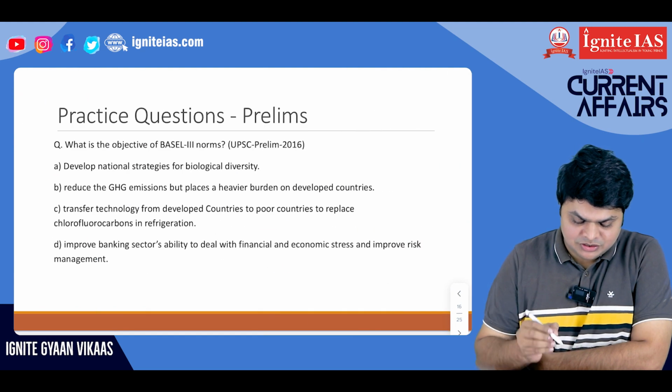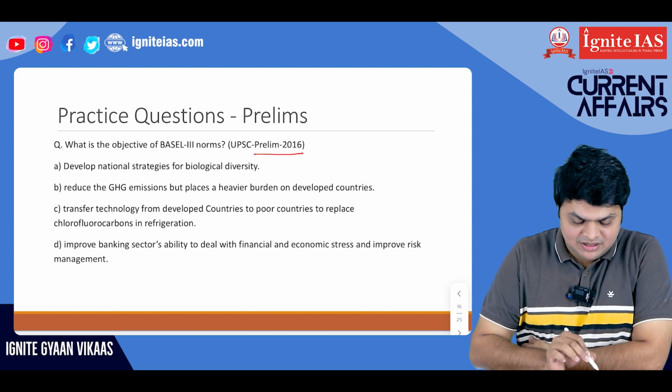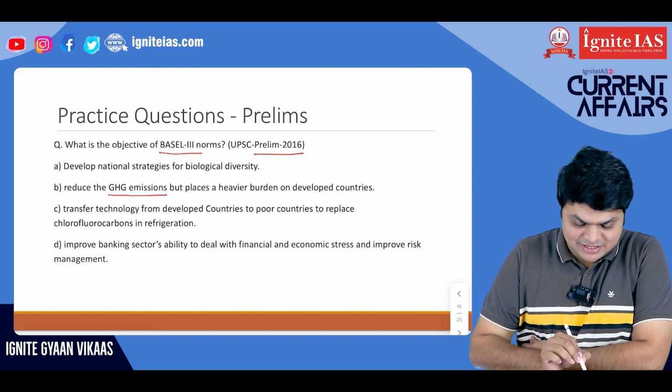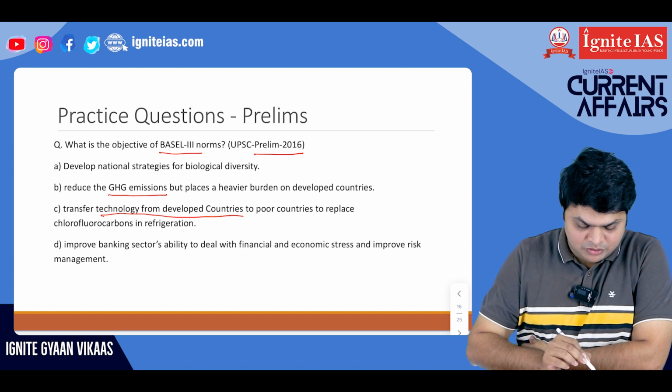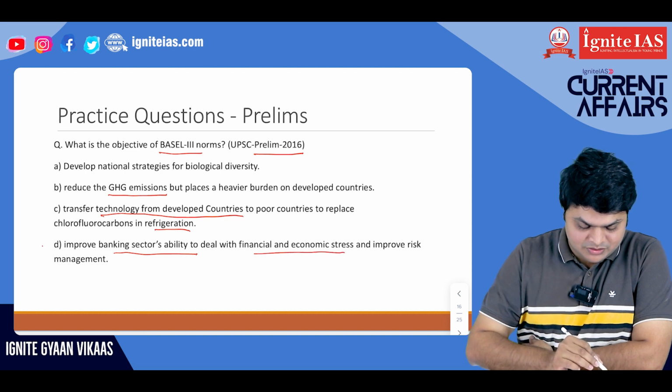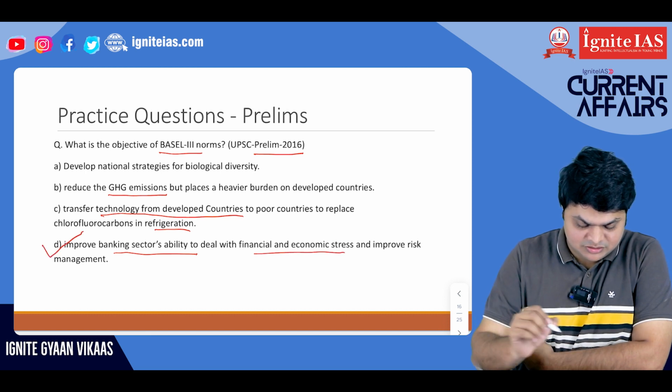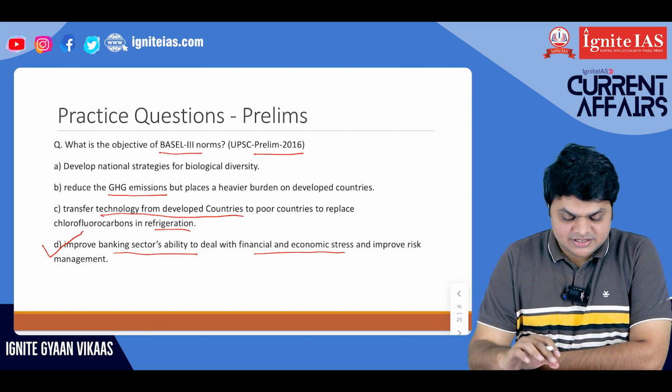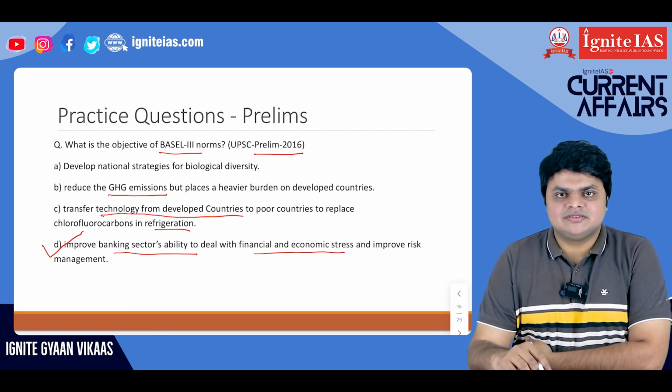Let's see one practice question which has been asked in prelims 2016. What is the objective of Basel 3 norms? Develop national strategies for biological diversity, reduce greenhouse gas emissions, transfer technology from developed countries to replace chlorofluorocarbons in refrigeration, or improve banking sector's ability to deal with financial and economic stress and improve risk management. That's what Basel norms are. So the answer will be D. So this concludes our topic on risk-weighted assets. Thank you.